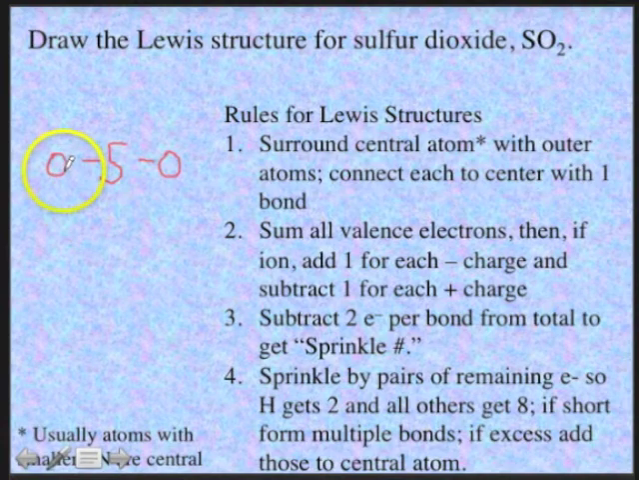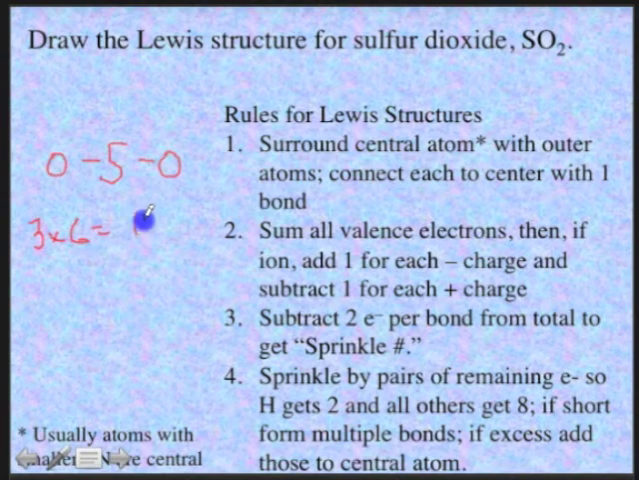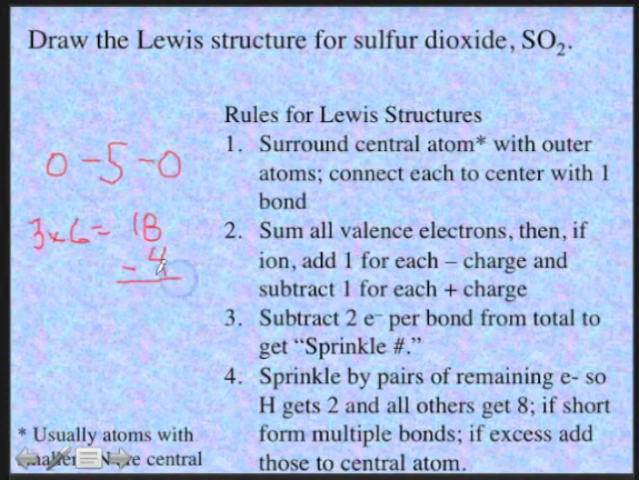The valence number of oxygen is 6. The valence number of sulfur is 6. It's in the same group as oxygen. So that's 3 times 6, and that is going to be 18 valence electrons. I'm going to subtract from that the 4 electrons I've already used in these single bonds between oxygen and sulfur. There's 2 and there's 2. So I'm going to subtract 4, and that's going to give me 14 electrons to sprinkle. That's my sprinkle number.